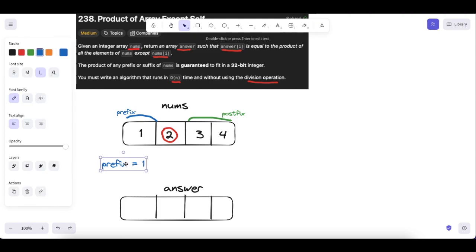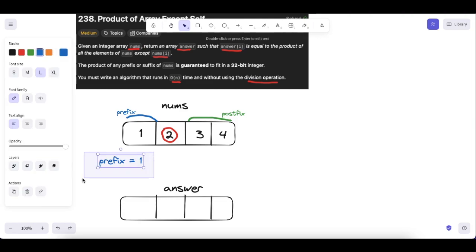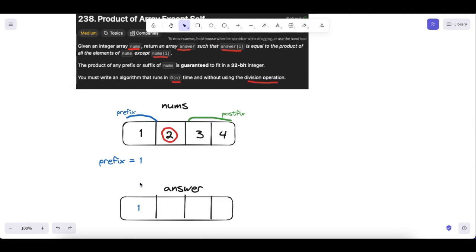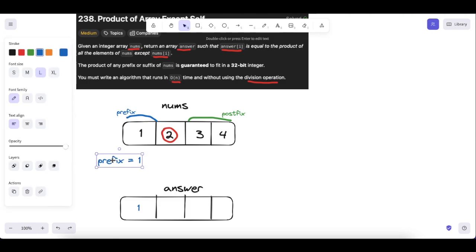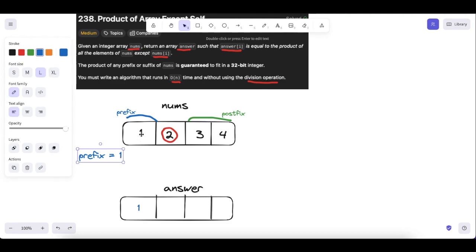So because there is no prefix for the number at index 0, we know that in our answer, we would just start off with our prefix, which is 1, and add that. So we'd have 1 in our answer so far. Then we'd want to update our prefix for our next number. The way we'd update our prefix each time is by multiplying this prefix by the number at the current index. So we do 1 times 1, and so our prefix at this point would still be 1 because of this multiplication.